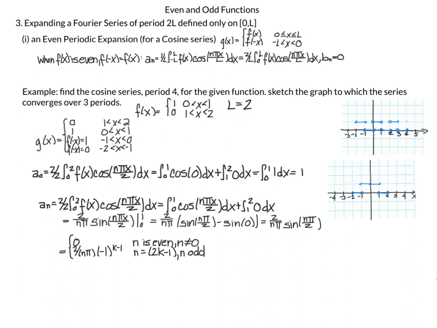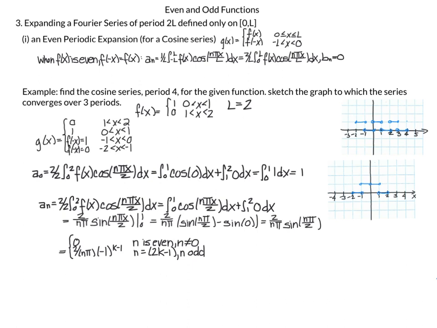2 over 2, 0 to 2, f of x cosine n pi x over 2 dx. Separating to the two integrals, I have 0 to 1, my f of x is equal to 1, so I have cosine of n pi x over 2 dx. And then 1 to 2, our f of x is equal to 0, so that's just 0 dx. You can see my integrating skills over here.